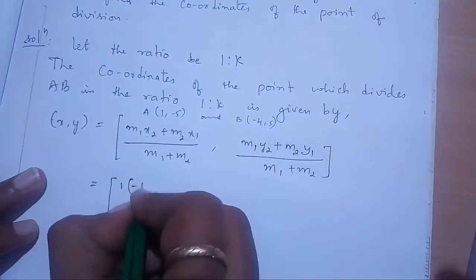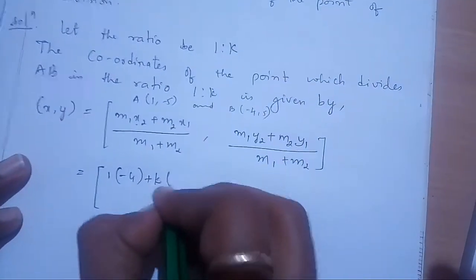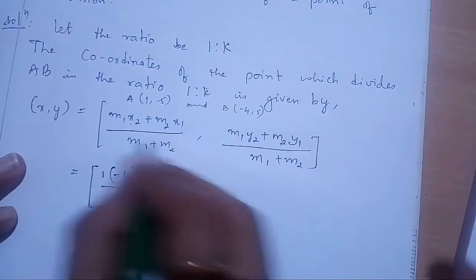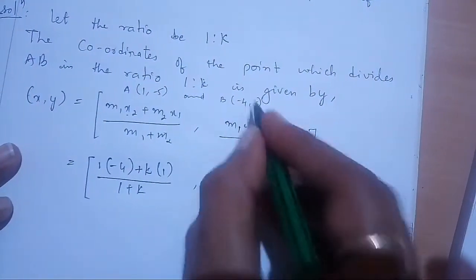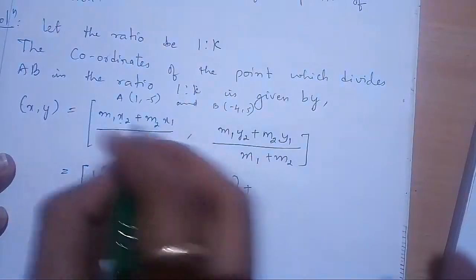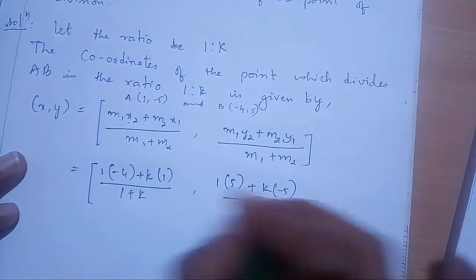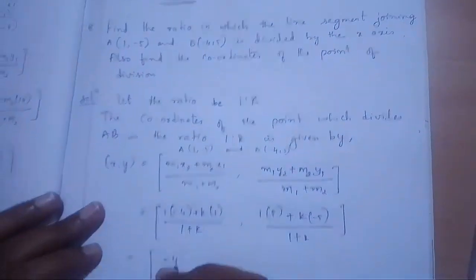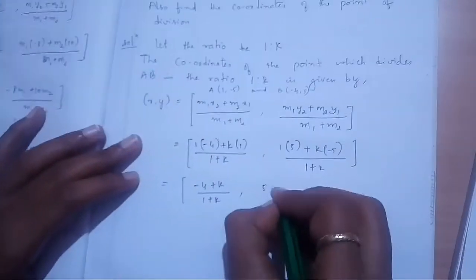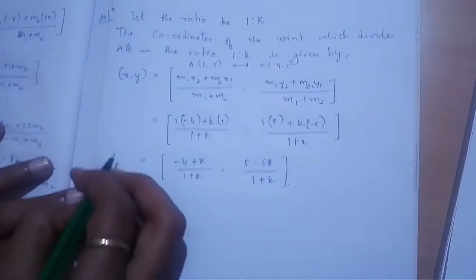x2 is -4, m2 is k. x1 is 1, m1 is 1. So m1 plus m2 is 1 plus k. y2 is 5, m2 is k, y1 is -5, divided by 1 plus k. This is equal to (-4 + k) divided by (1 + k), comma, (5 - 5k) divided by (1 + k). We are at this step.